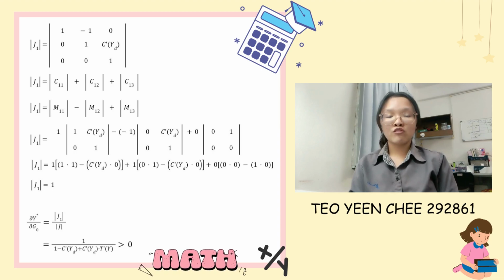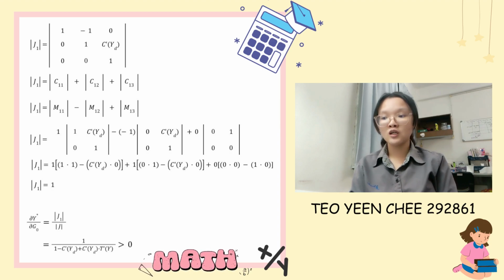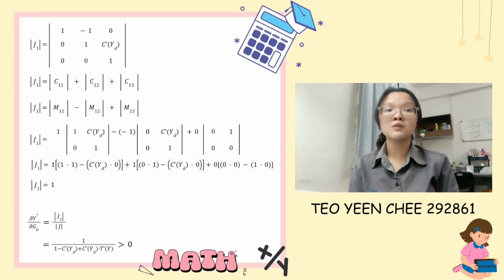After that, we can find our ∂Y star/∂G0, which is equal to J1 over J. Then we will get 1 over 1 minus C prime YD plus C prime YD multiplied by T prime Y, which is bigger than 0.